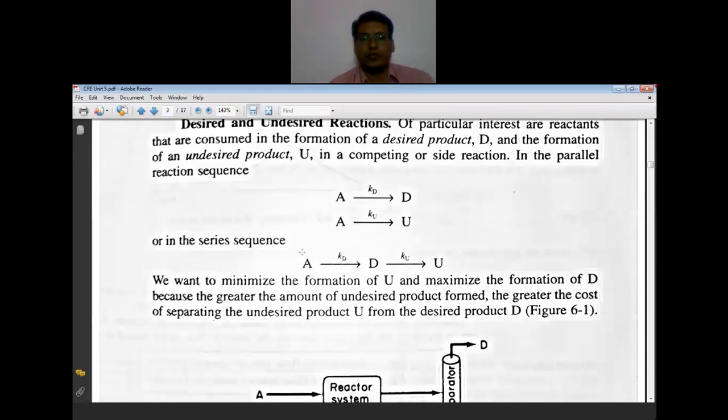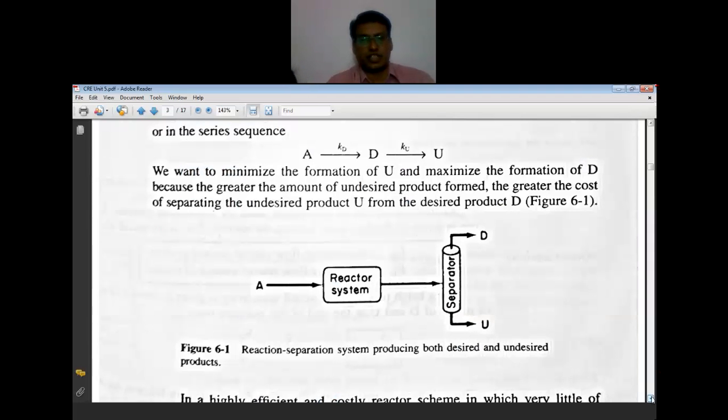We want a desired product. D is our desired product and U is our undesired product. We want to minimize the formation of U and maximize the formation of D, because the greater the amount of undesired product that is formed, the greater the cost of separating the undesired product. The separation cost is the major cost in our production system, and for that only we are going to understand mass transfer and other aspects.